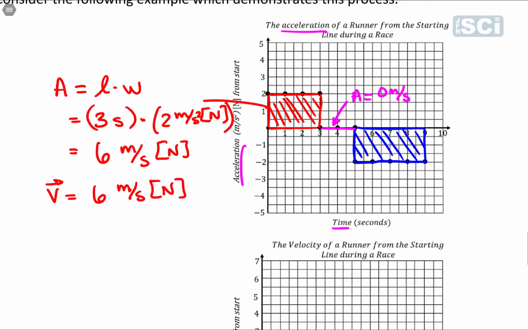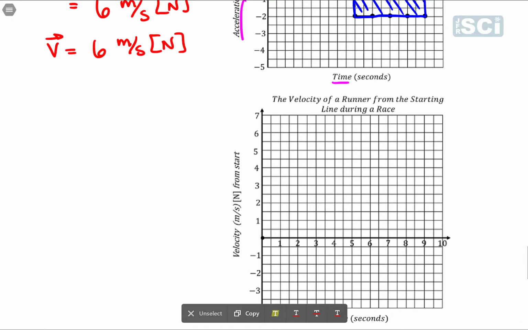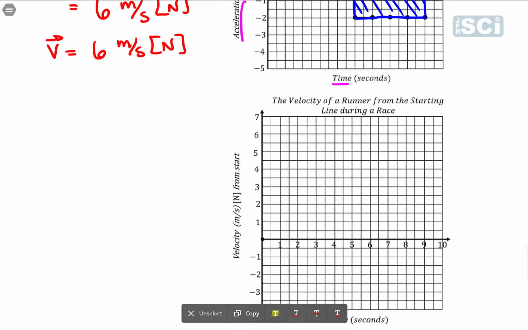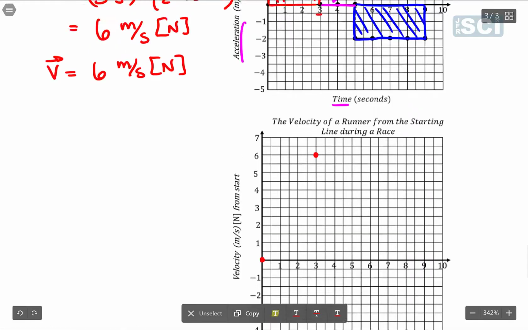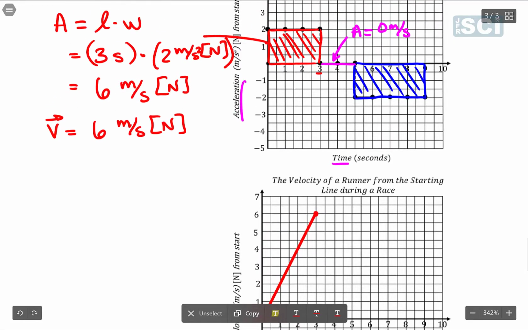Okay, so by the end of this section here, at 3 seconds, my velocity will be 6 meters a second. Now, initially, it was 0. We're assuming that, and we're going to draw this line in here. That's going to be the red section that we have just identified.